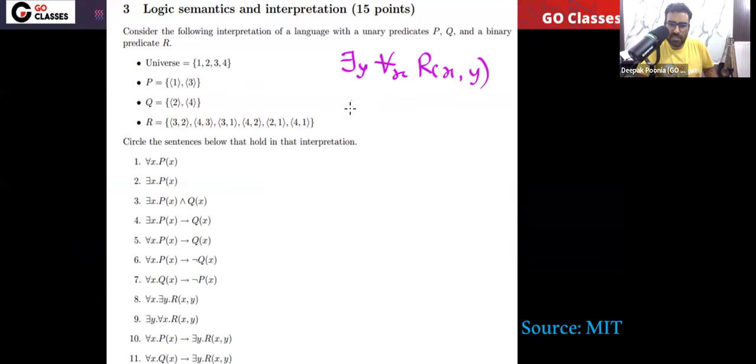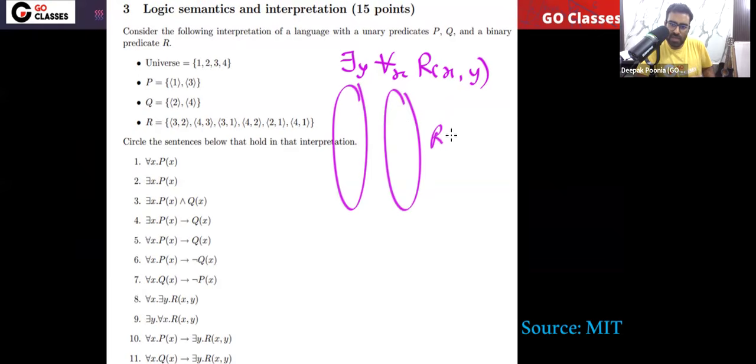Now let's see. There exists a y. Is there any y such that whatever x I take, R(x, y) will be true? The domain of y is 1 2 3 4, and the domain of x is 1 2 3 4. Tell me, can I take 1? Can I say R(1,1), R(2,1), R(3,1), R(4,1) are true? Notice R(1,1) is not true.